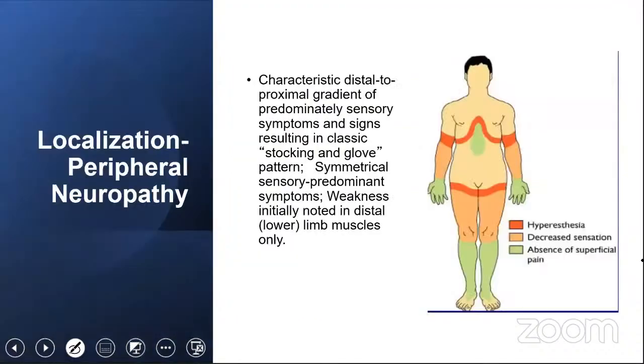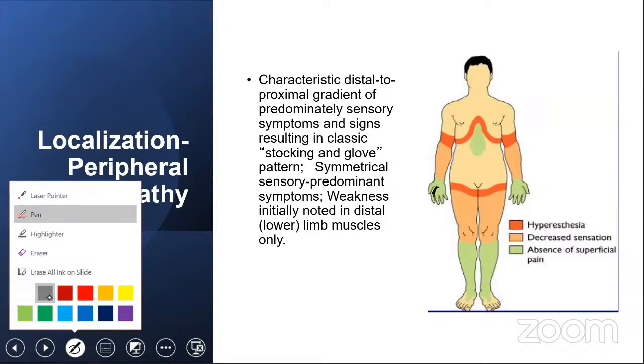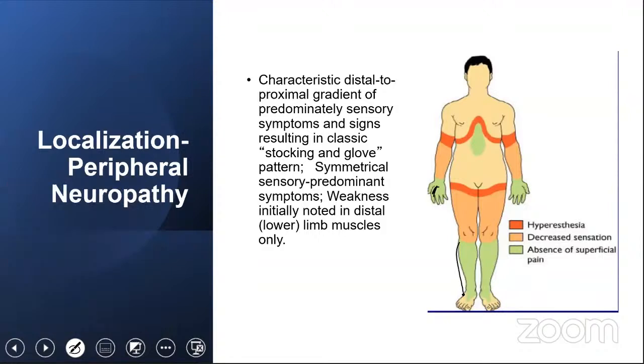The localization of peripheral neuropathy now. Now we have completed so many things in localization. Now we are coming to peripheral neuropathy. There is a characteristic distal to proximal gradient of sensory symptoms and signs resulting in a classic stocking and glove. This is stocking and glove anesthesia, and symmetrical sensory predominant symptoms. Weakness initially noted in distal limb muscles, and this is the place where it starts.